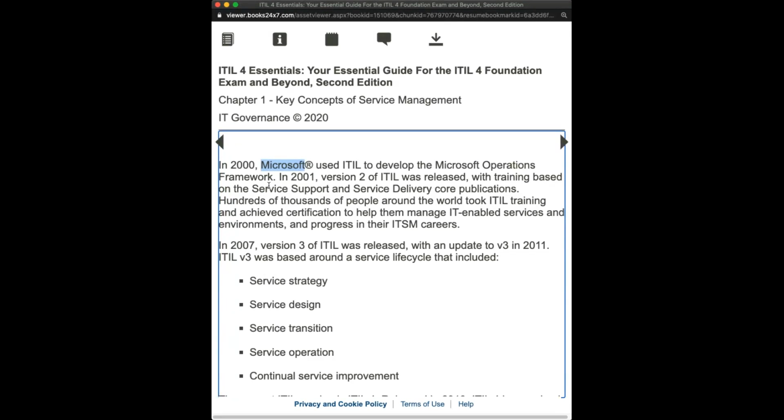So they had version 2 in 2001, where they added service support and service delivery. And a lot of organizations have adopted that as well. They even took training to achieve that certification. Individuals can get ITSM certification. Organizations do not get that. Okay.